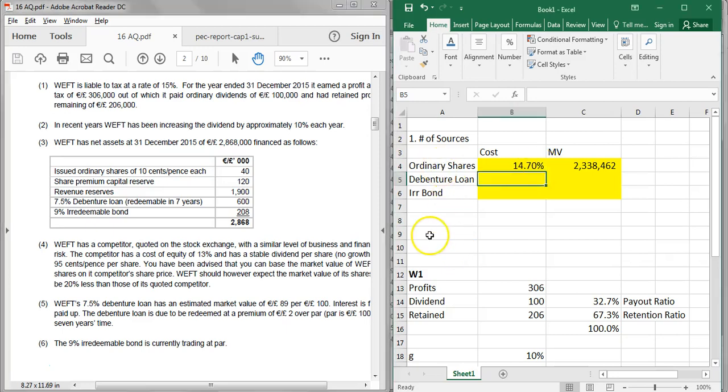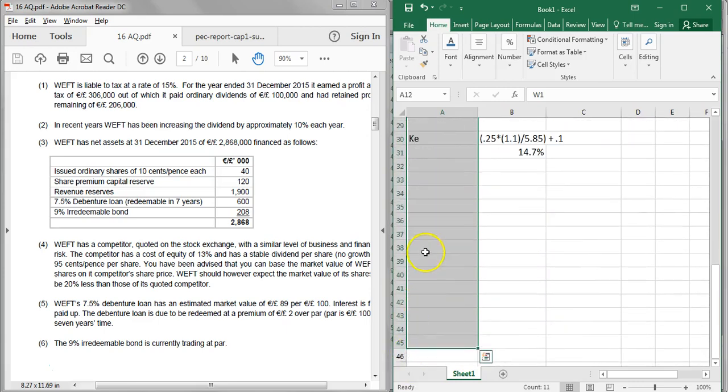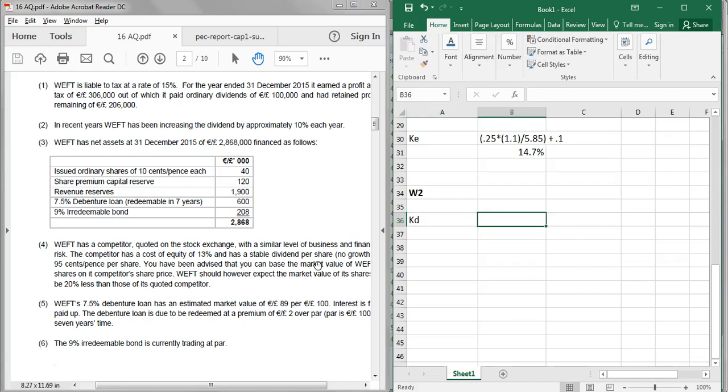So we've dealt with the ordinary shares, that's working 1. Now we're going to do working 2. Now working 2, I'm going to do the easier one first. I'm going to do the irredeemable bond. When it's irredeemable, it's not going to be redeemed in the future. To get the cost of debt there, the cost of an irredeemable bond will be the interest over the price times 1 minus t. Right, so you need to understand that.